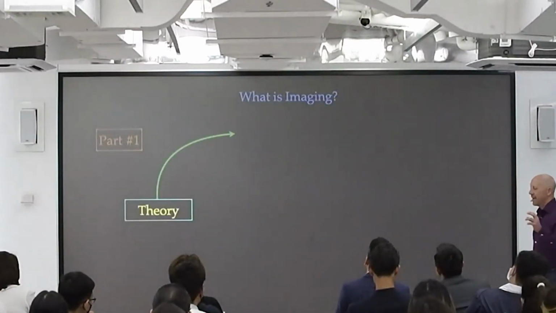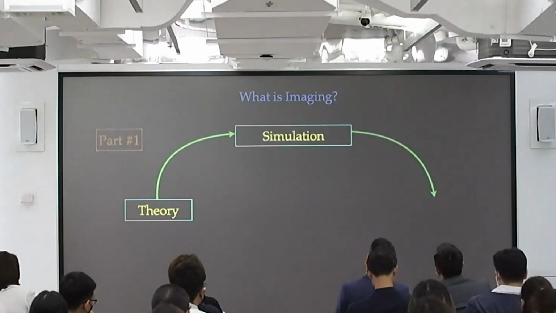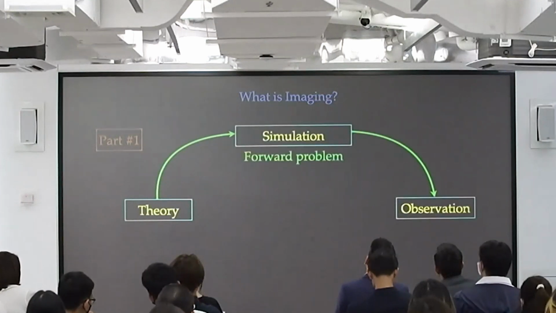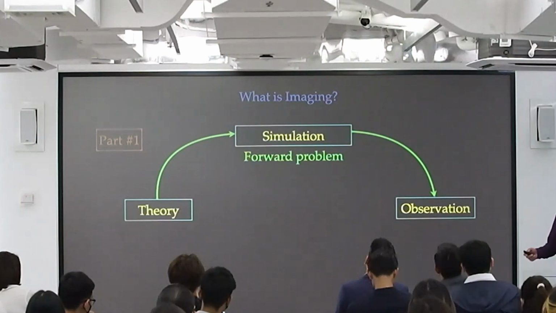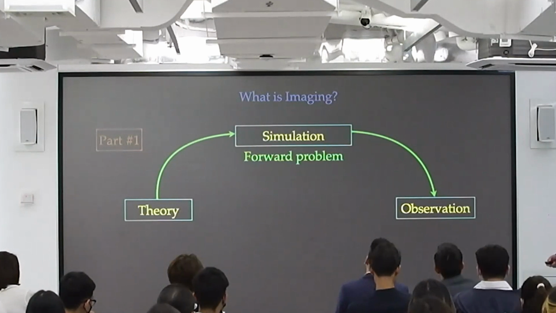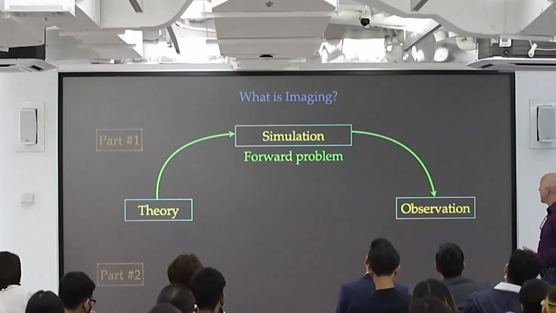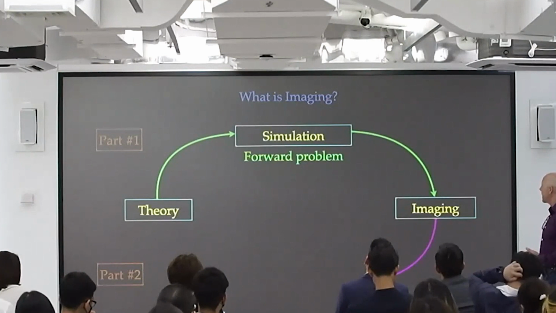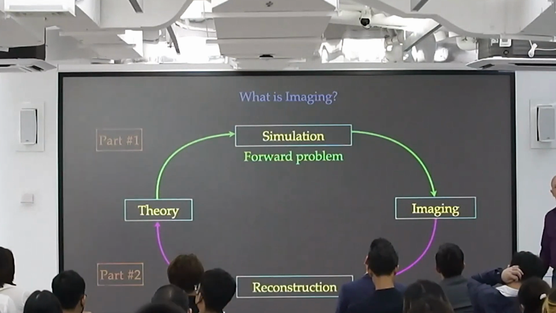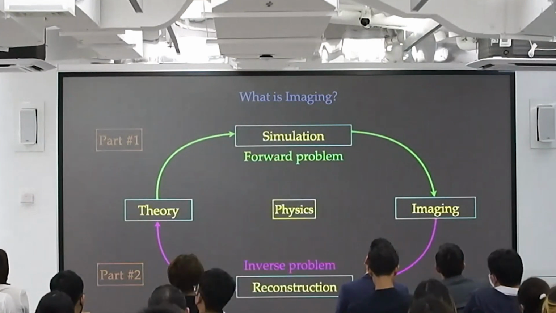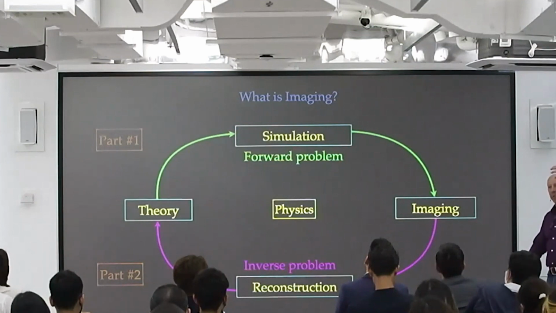This is sort of the way I think about imaging: you have a theory and then you simulate it. You have some idea numerically, perhaps, and then you have an observation of what you expect that system to give you. Imaging is the inverse process where you collect the data, you reconstruct it, and then you match it with theory. So I like to think of this as two parts.